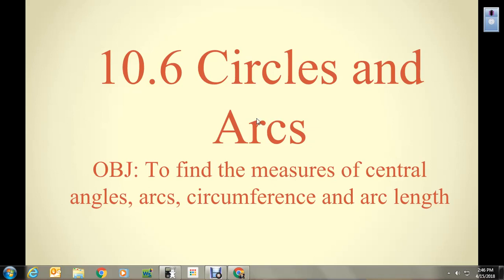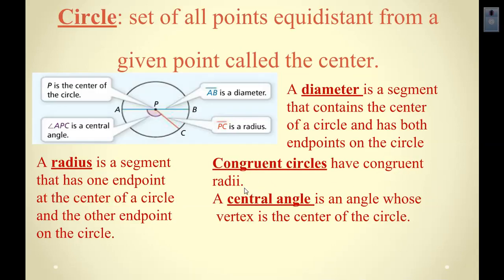All right, in this lesson in 10.6, we're going to look at circles and arcs. First of all, the definition of a circle: set of all points equidistant from a given point called the center. So every circle will have a center. It's going to have a radius, which is the segment that has one endpoint at the center of the circle and the other endpoint on the circle.